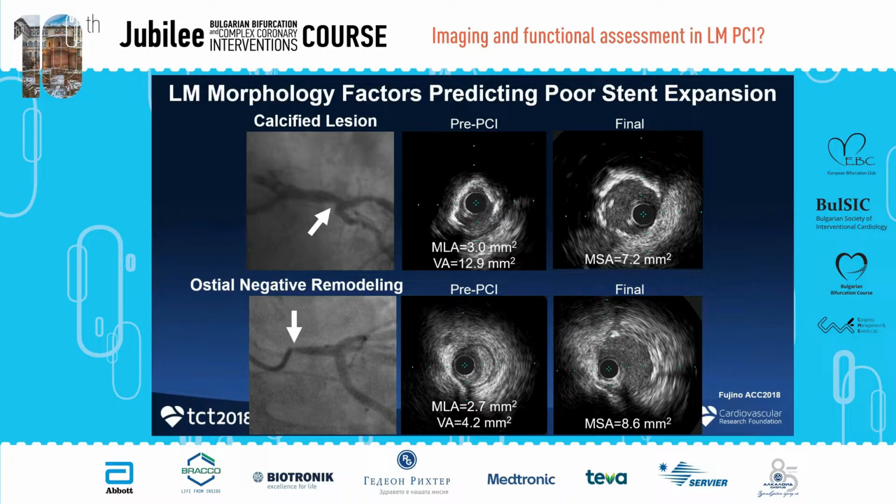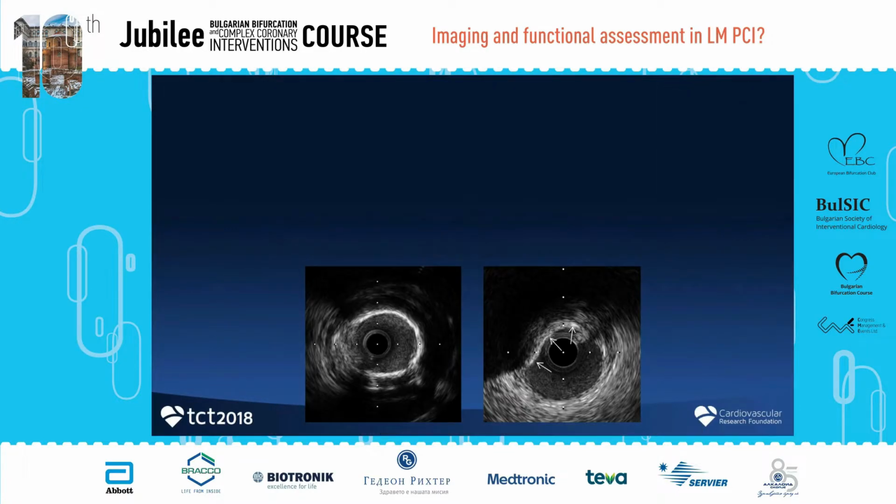And the key morphology to predict such poor expansion, especially in the left main, is concentric plaque, because this is the proximal portion of the flow divider. A very concentric calcified lesion, or sometimes very negative remodeling in the ostial left main, are predictors of poor stent expansion in left main disease.